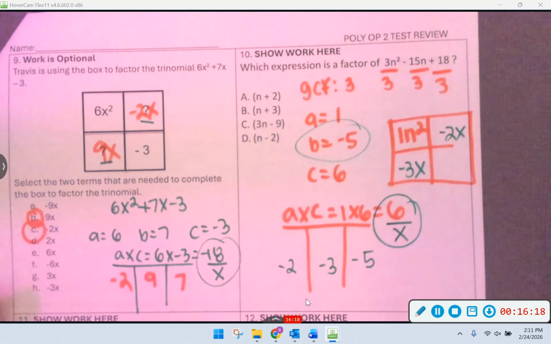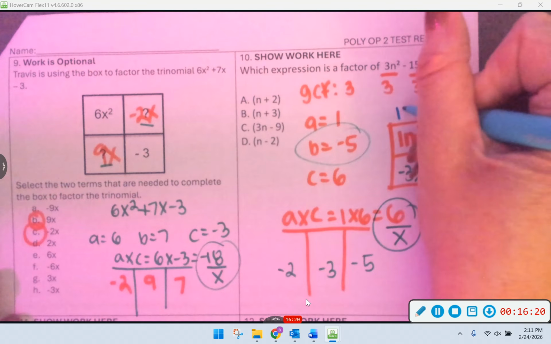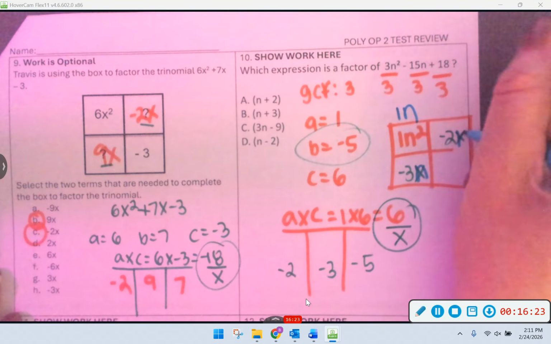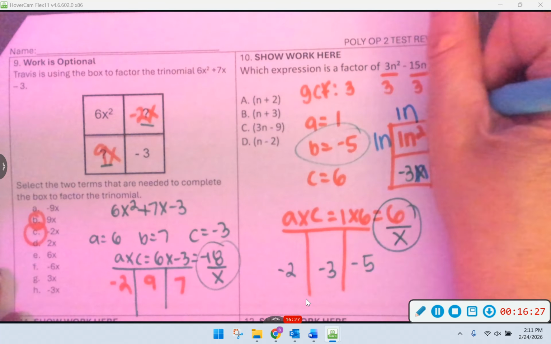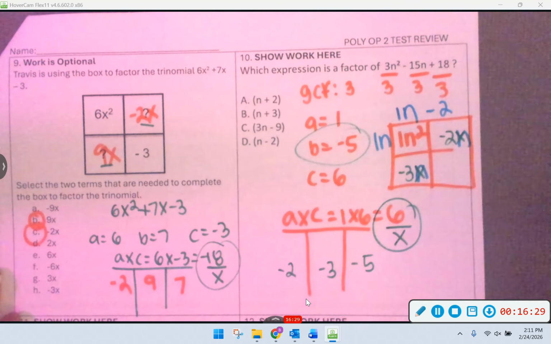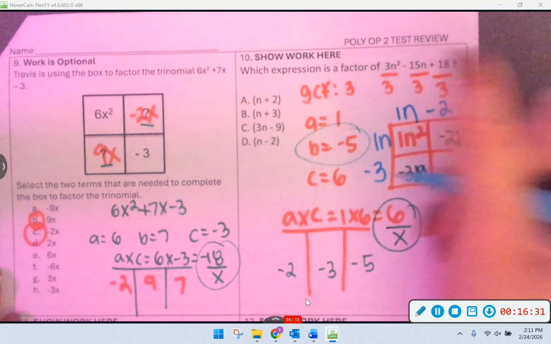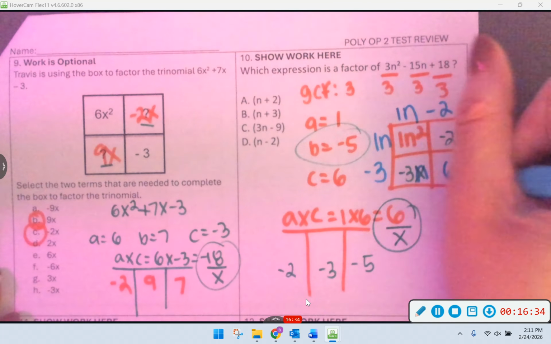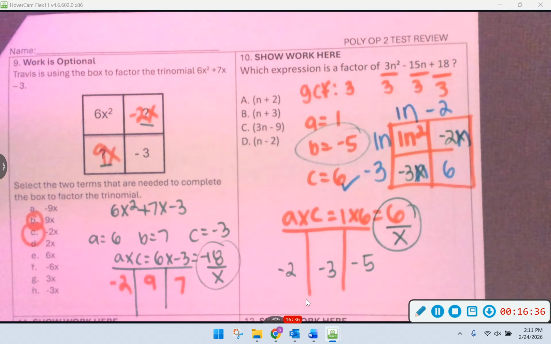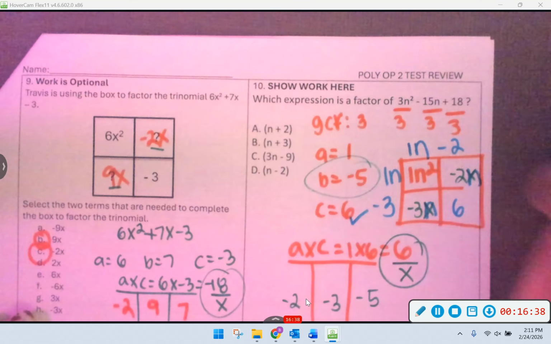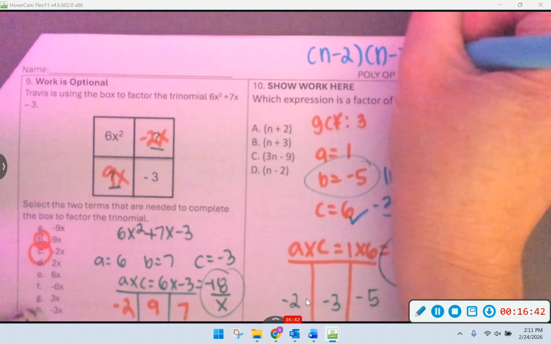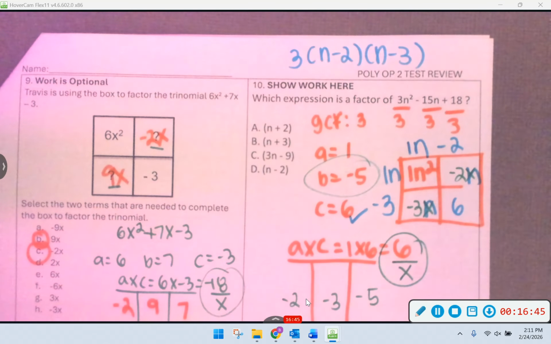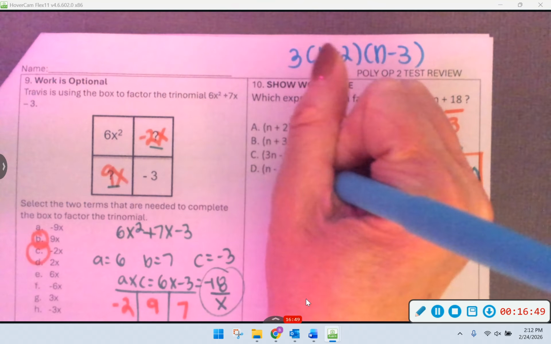All right. So 1n and 1n. What times 1n gets me negative 2? Negative 2. What times 1n gets me negative 3? Negative 3. Negative 3 times negative 2 is positive 6, which matches my C. So my answers are n minus 2, n minus 3, with a 3 in front. Now let's look for one of the factors. The only factor that is an answer is D.